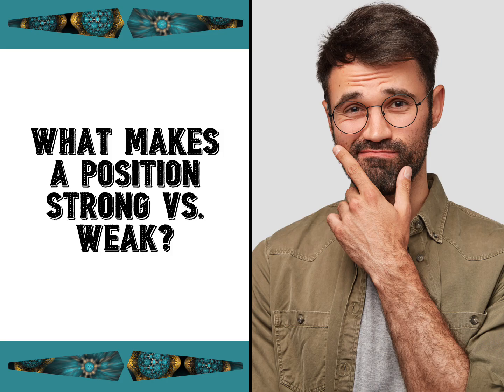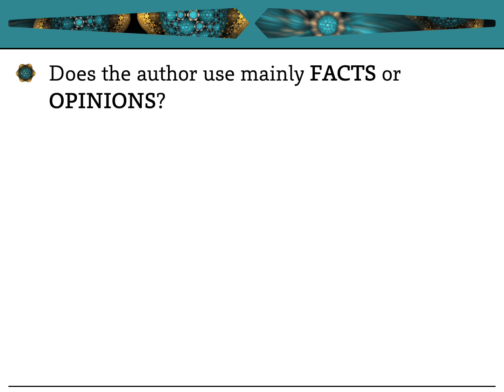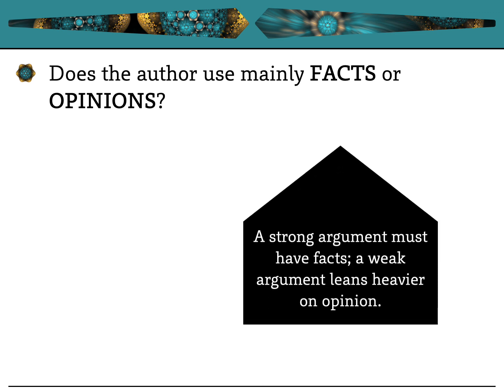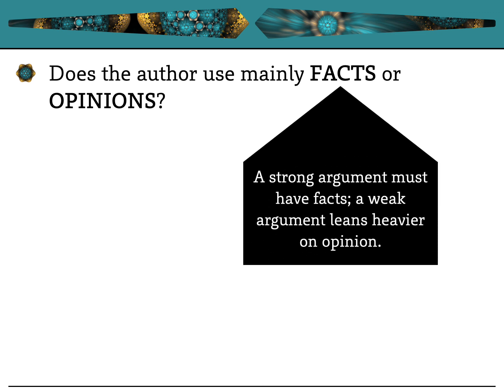So what makes a position strong versus weak? Because that's the other big task you have to do, you have to prove which position is stronger of the two positions. Well, here's some questions that you can ask yourself as you're reading a passage. Does the author use mainly facts or opinions? A strong argument has to have facts. A weaker argument is going to lean heavier on opinions. And we'll go over fact versus opinion in a little bit if that's a hard thing for you.